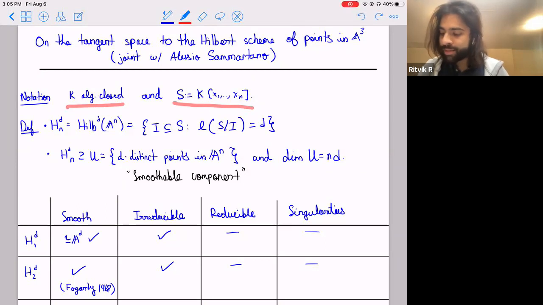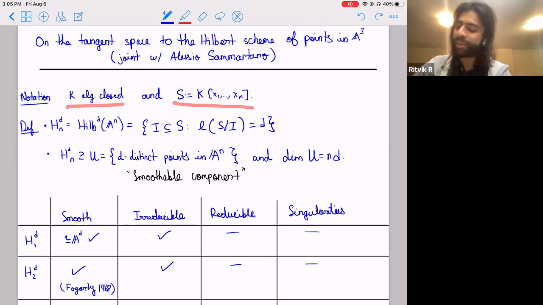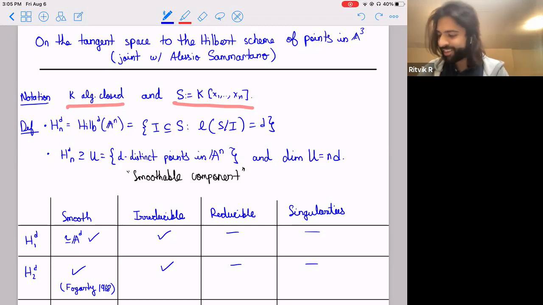One important thing inside this is that there's a connected component called the smoothable component, and it parameterizes D distinct points in AN, and it has dimension N times D. I'm always going to mention this throughout the talk, and it's just useful to have it written up here. So why the Hilbert scheme of points in affine space? Well, out of all the Hilbert schemes, the Hilbert scheme of points tends to have interesting algebraic properties, particularly with respect to singularities. So I have a chart here that will tell you what's known about these Hilbert schemes.